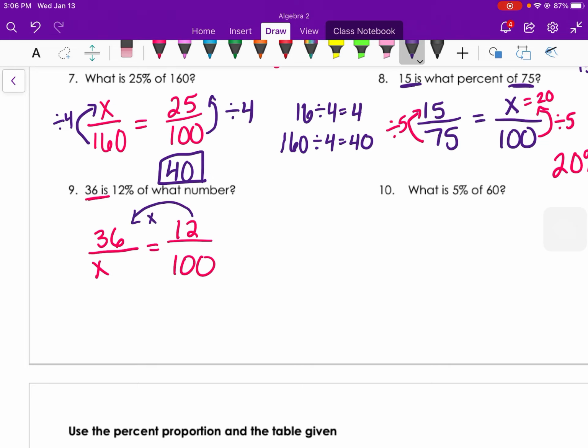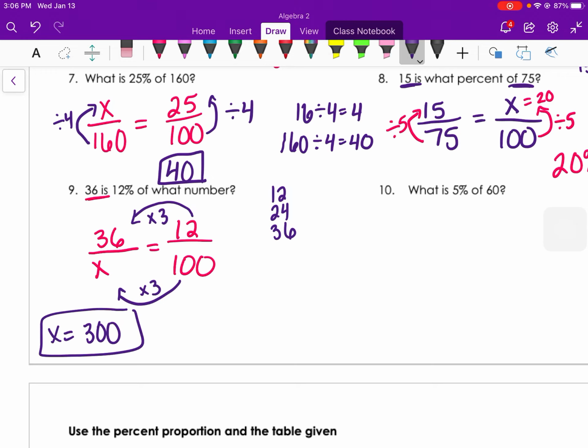12 times, let's see, 12, 24, 36. So counting by 12s, it'd be 12 times 3 is 36. So 100 times 3 would be 300. So 36 is 12% of 300.